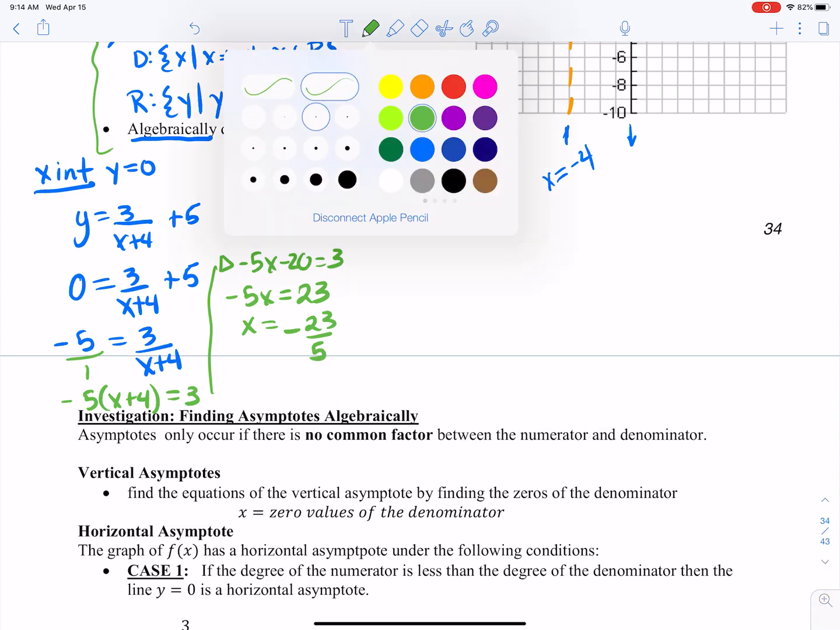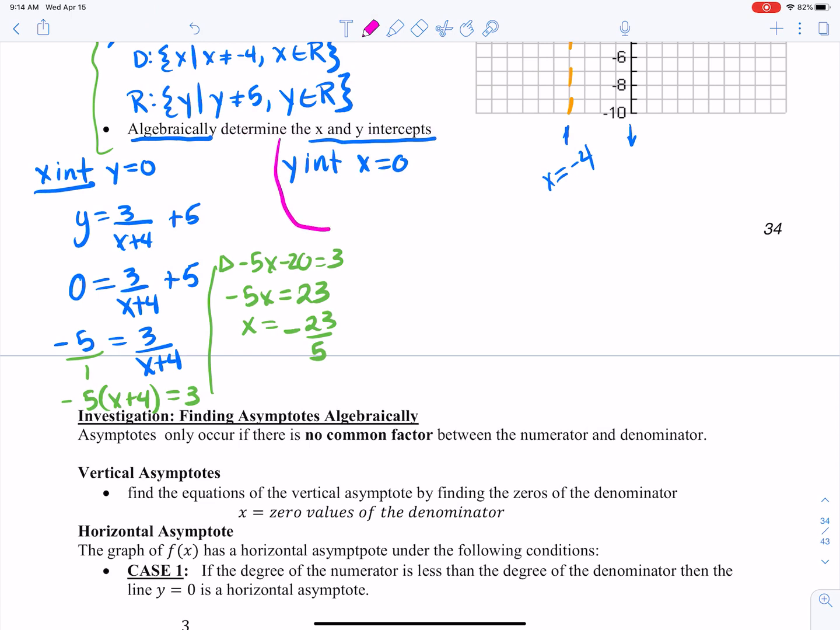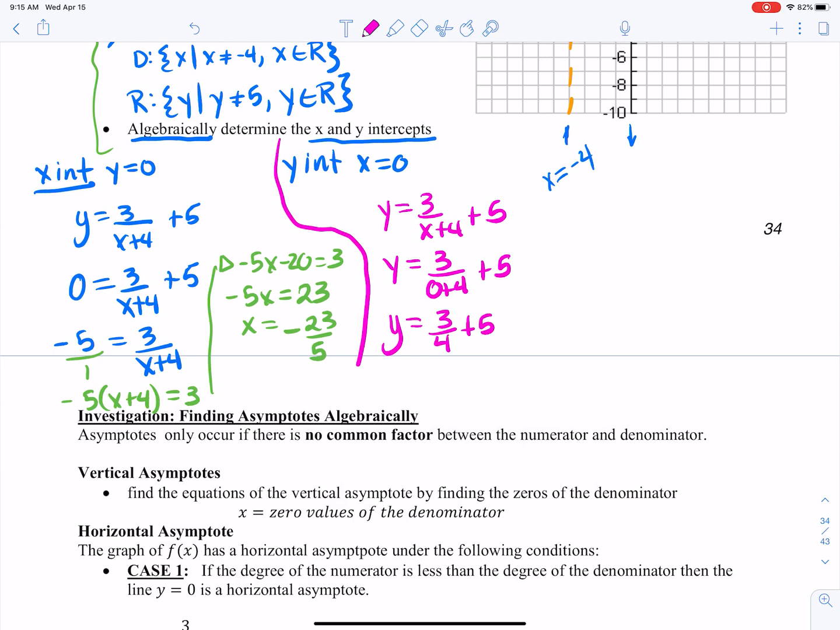I'll choose a different color for the y-intercept. So for the y-intercept, again, I'm going to take the function and I'm going to set x equal to 0. And there we have it.